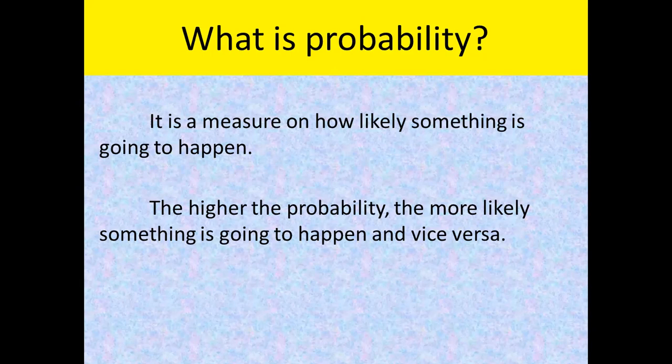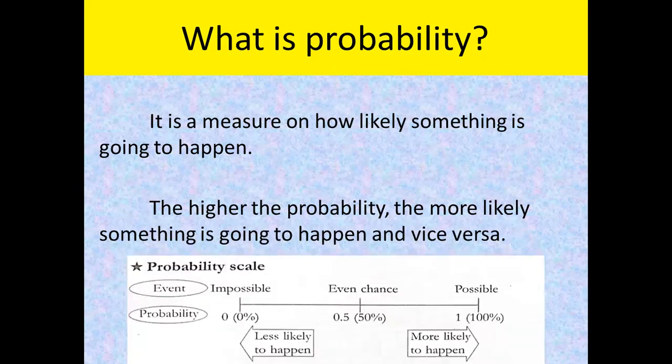So when you say probability, we can measure how the event will happen, and we can even use the probability scale to describe the certainty of the event. For example, if the event is impossible, there is a 0% chance that it will happen. For example, you say, I can reach the sky. That is impossible because you cannot reach the sky by jumping.